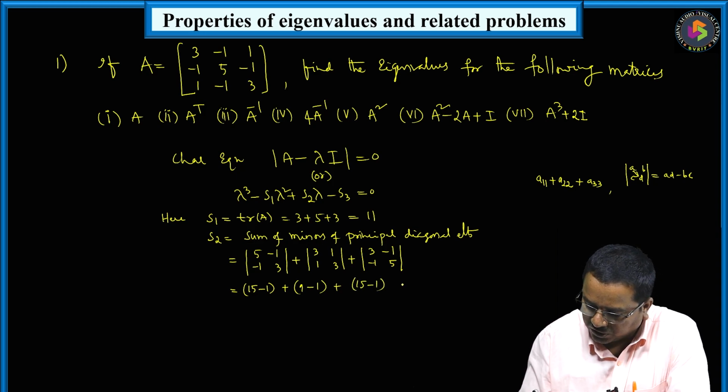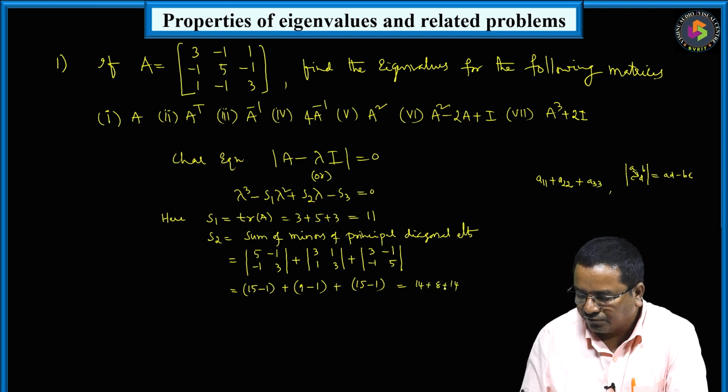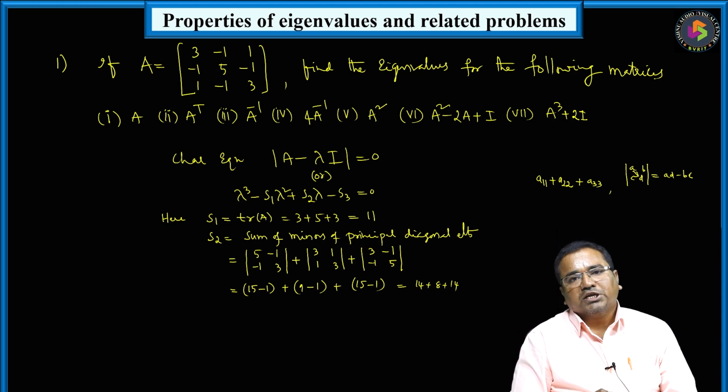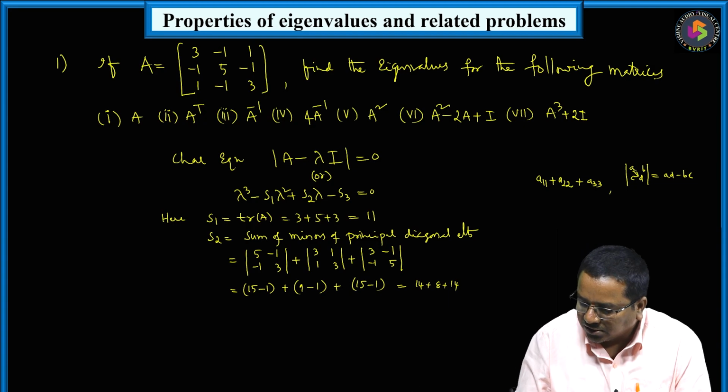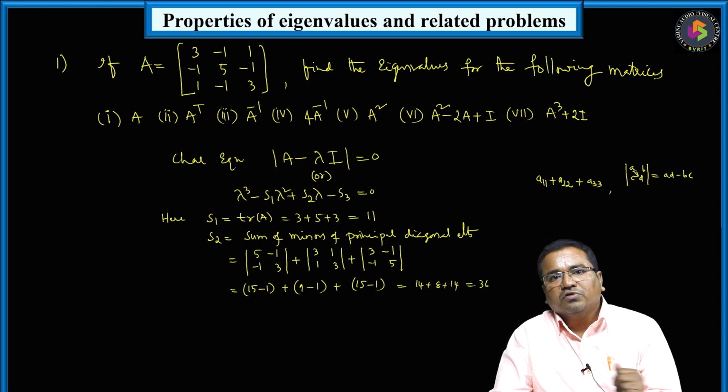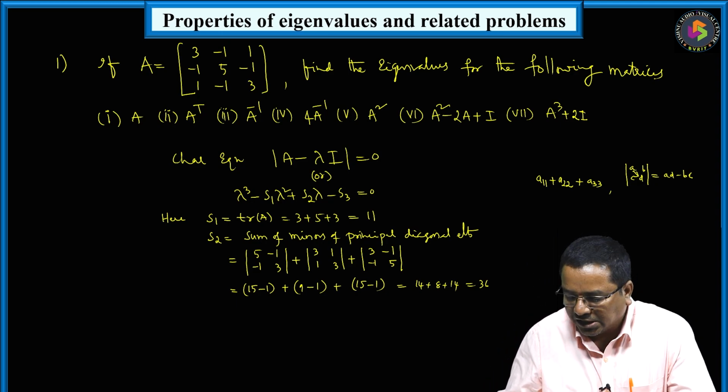So that is equal to what we will get. This is 14 plus 8 plus 14. Then 14 plus 14 is 28. Then 28 plus 8 will get 36. Now this is the S2 value. S2 is what we computed, the sum of minors of principal diagonal elements.